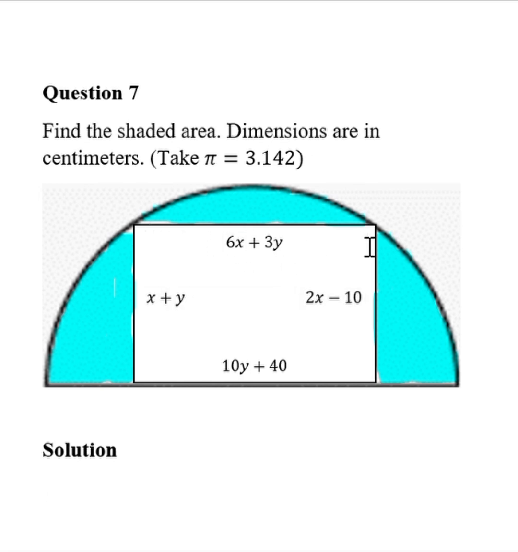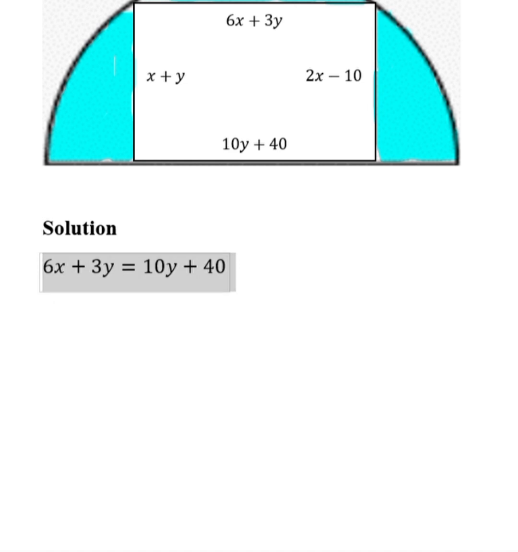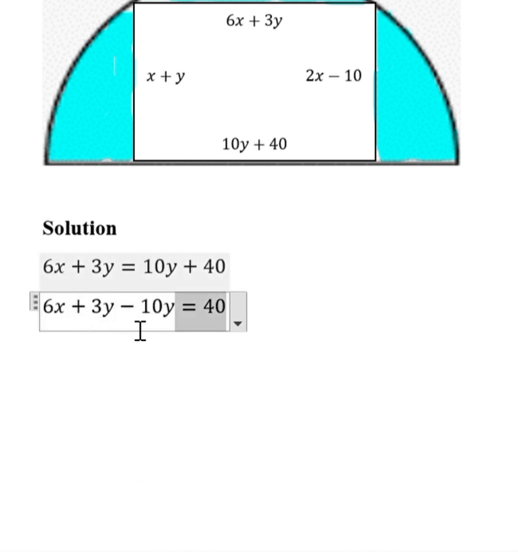We know the length of a rectangle is equal to this other length here, and then the width is equal to the width. Now, starting with the length, we shall say this algebraic expression is equal to this one here. Now, if we take this 10y across equal signs in an effort to put like terms together, we shall have 6x plus 3y minus 10y is equal to 40. Then plus 3y minus 10y gives us minus 7y. So we shall have 6x minus 7y is equal to 40.